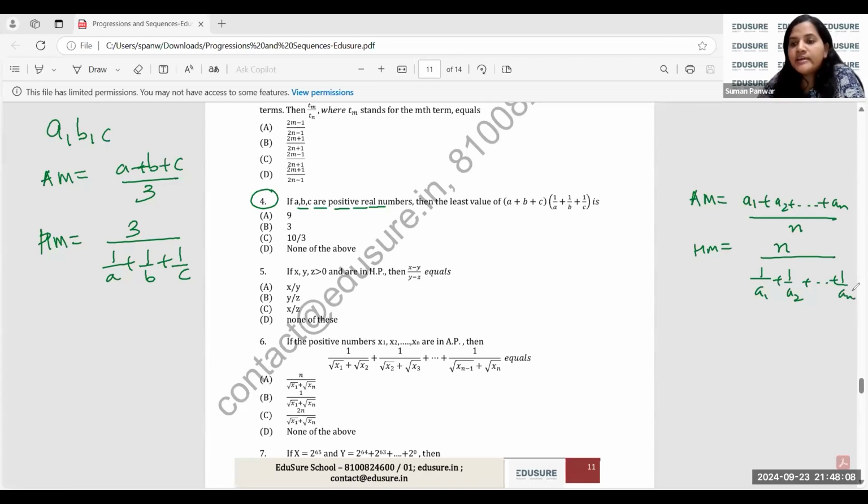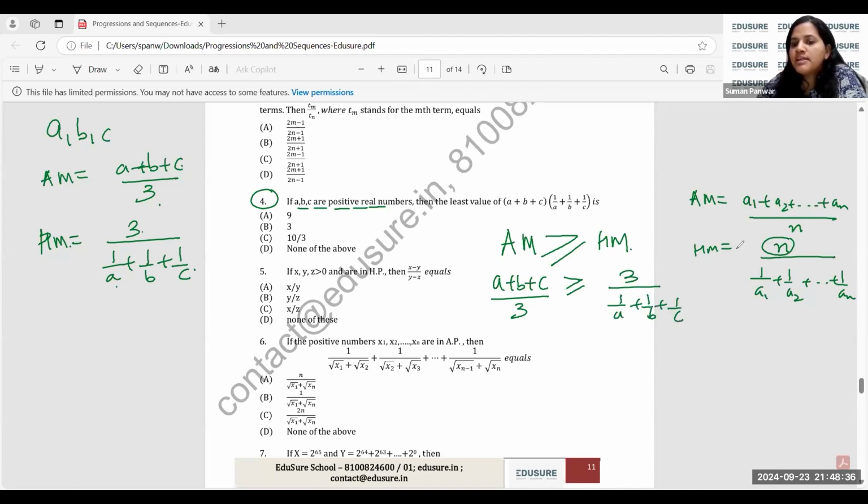So here we have three terms a, b and c. So we do AM as (a plus b plus c) by 3 and HM as 3 upon (1 upon a plus 1 upon b plus 1 upon c). Here n is 3. Now we know that the arithmetic mean is greater than or equal to harmonic mean. What does it mean? It means that (a plus b plus c) upon 3 is greater than or equal to 3 upon (1 upon a plus 1 upon b plus 1 upon c). So let us cross multiply this whole term. So (a plus b plus c) times (1 upon a plus 1 upon b plus 1 upon c) is greater than or equal to 9.